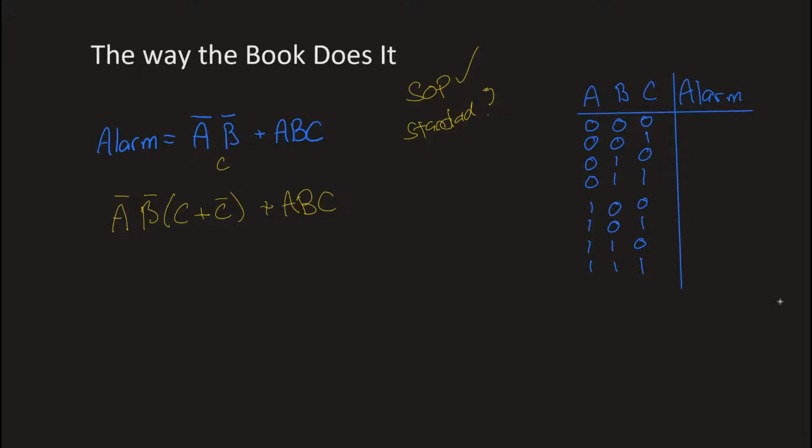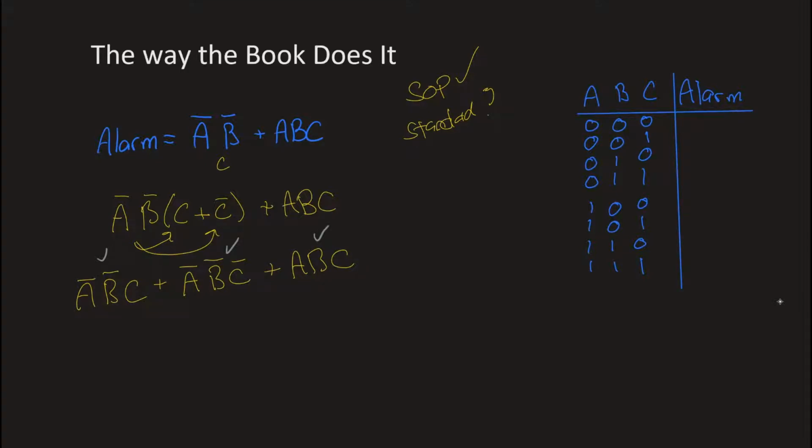Now we just need to distribute everything. So in this case, I would have this times this. So A naught, B naught, C. Or this times this, which would be A naught, B naught, C naught. And then finally we just have the rest. Or A, B, C. So now is it in standard form? It is, right? Because notice that this one has A, B, and C, this one has A, B, and C, and this one has A, B, and C.